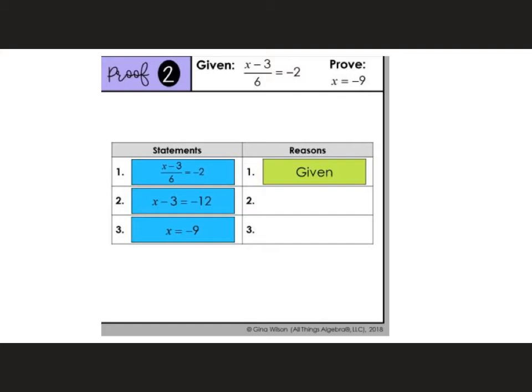As you can see, our given tells us what's given. It's x minus 3 over 6 equals negative 2. That's our first statement, and the reason is given. We have to start with what we're given.